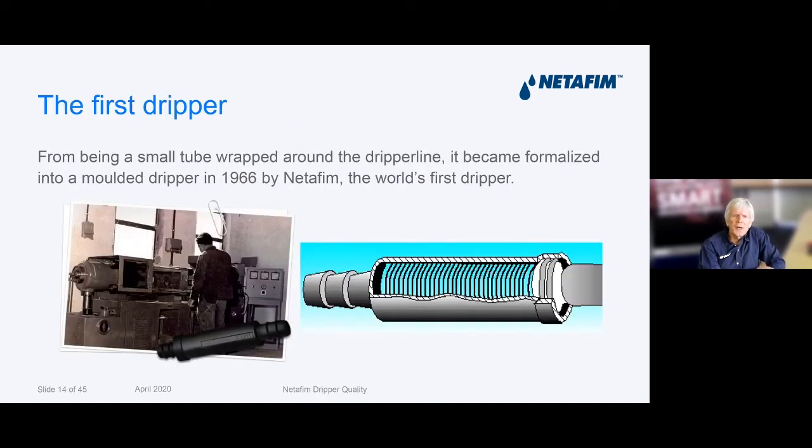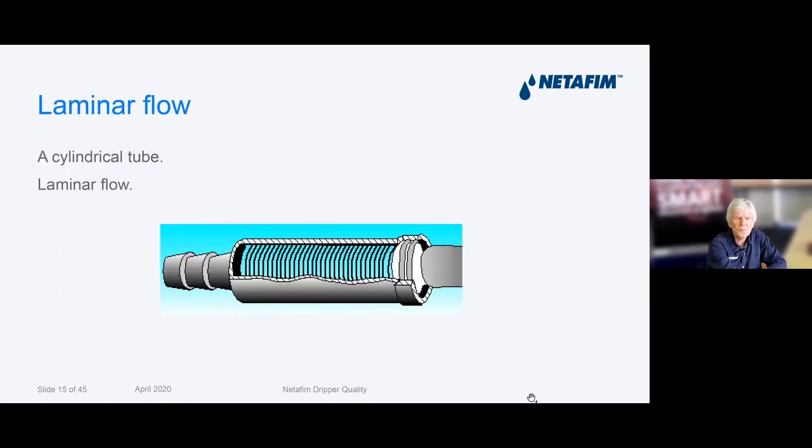Eventually, it became formalized into a molded dripper. And in 1966, Netafim manufactured the world's first dripper. By molding that, it still had the same principle, in a barrel-shaped dripper that inserted into a dripper line. It was a cylindrical tube with laminar flow.